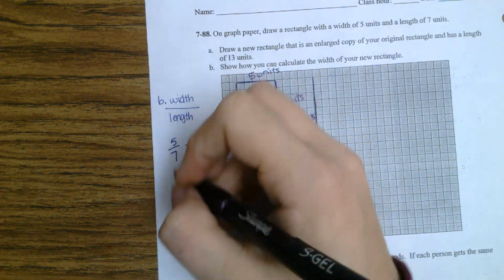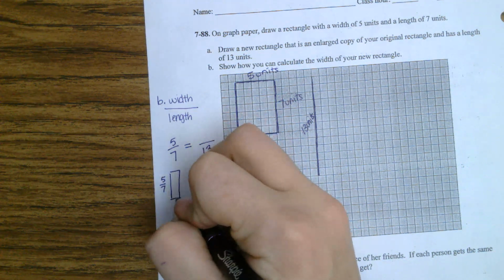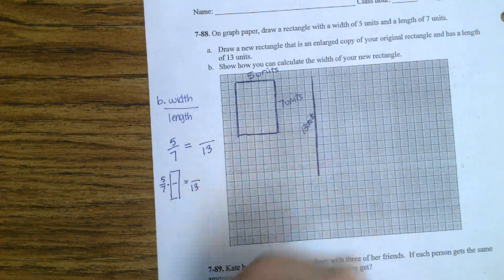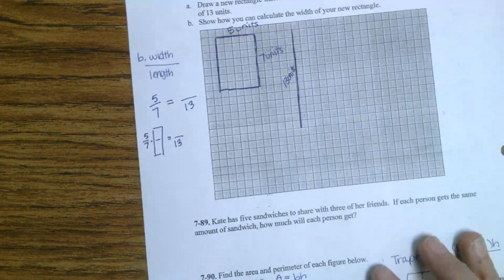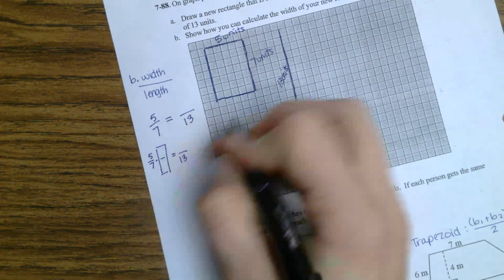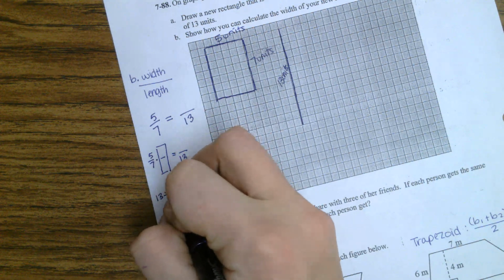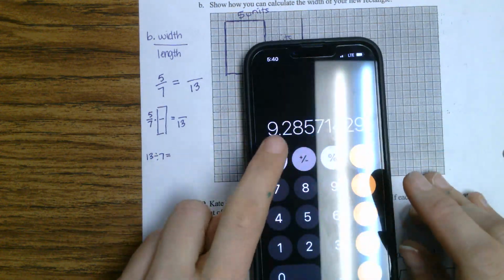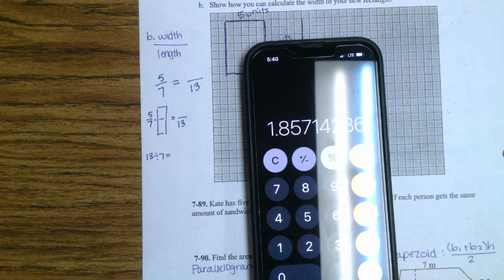Well, I have to figure out what did I multiply by 7 to get to 13? Okay, now a good way to do this is to say, okay, well, if I work backwards, 13 divided by 7 is going to get me my answer. Now the problem, if I do a calculator, 13 divided by 7. Get that number.